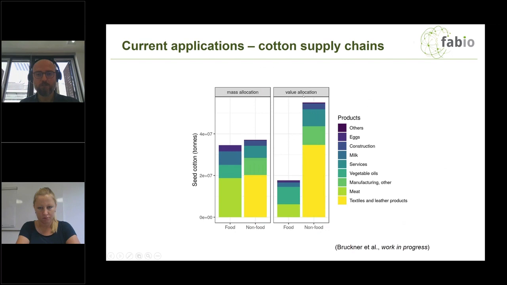Here you see how it changes from mass allocation to value allocation, where in mass allocation a little bit less than half is going into non-food and another half into food, and for value allocation it's more than 2/3 going into non-food.